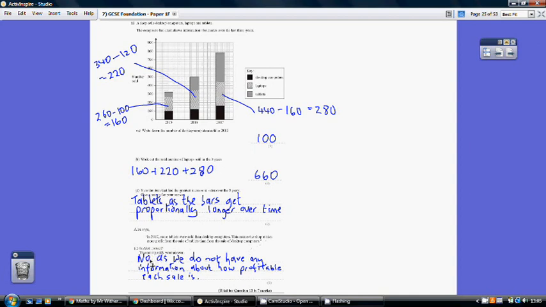Well, we just don't know. So no, as we do not have any information about how profitable each sale is. So Alex can't just say that the shop makes more profit from the sale of tablets than from the sale of desktop computers, because we just don't know.